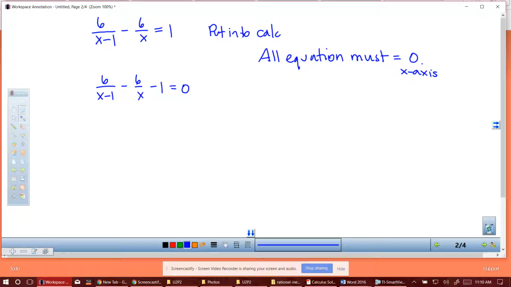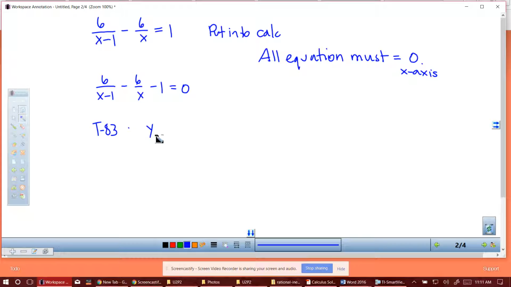Now, all my people with my TI-84 calculator, you have it pretty easy to type this in because you can use your up and down fractions right there, and you don't have to worry about all your parentheses. But if you have my TI-83, you have to be really careful about your parentheses.